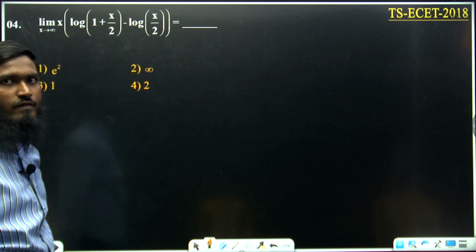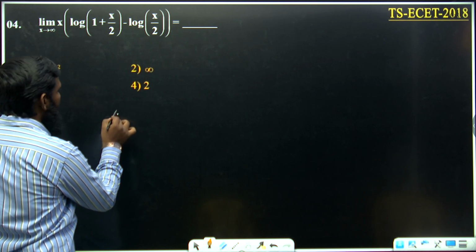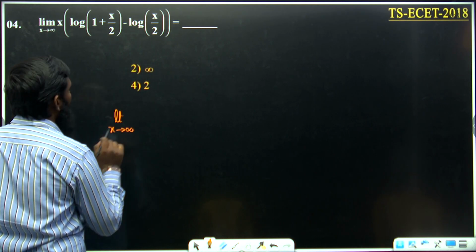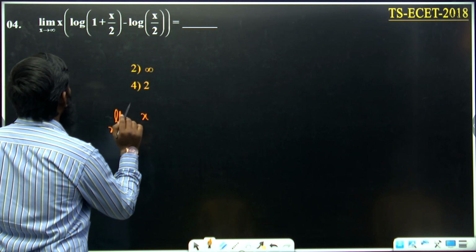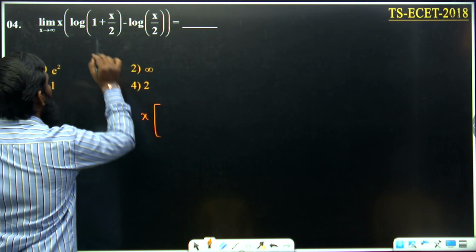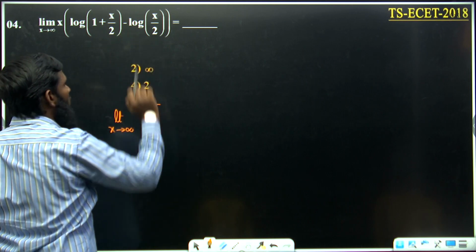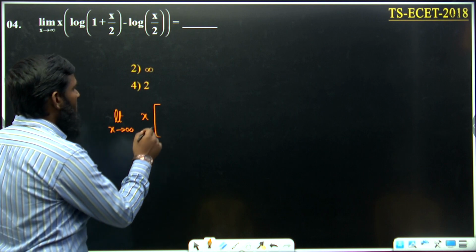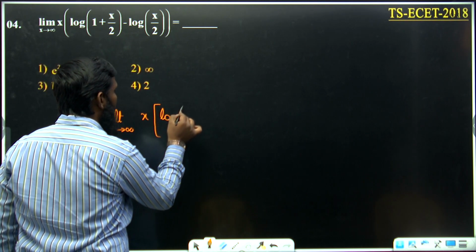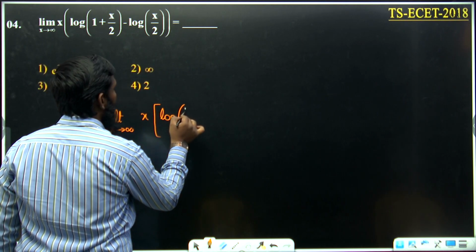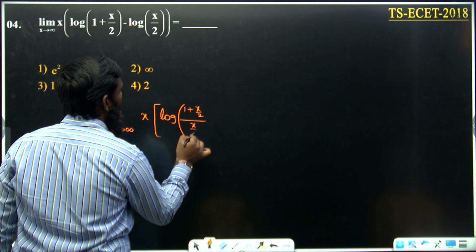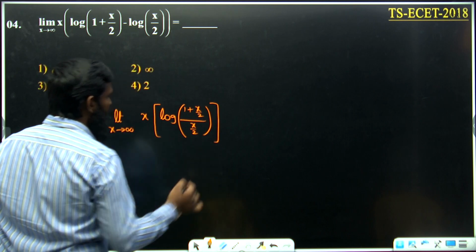Now, next: limit x tends to infinity of x times (log of 1 plus x by 2 minus log of x by 2). Let us take this question. We take limit x tends to infinity, and x I have written as it is over here. Now, seeing this part, log a minus log b, what can we write? Log a by b. So we write this part as log a by b, where a is 1 plus x by 2, divided by x by 2.